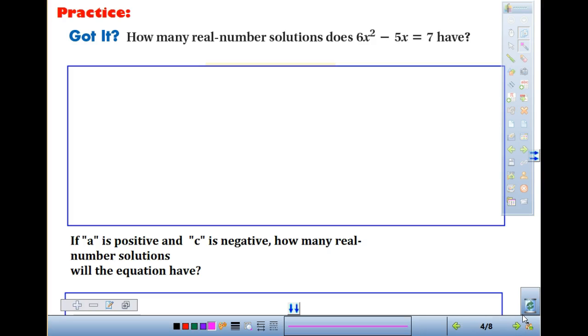So, as we look at this problem, what some people were forgetting to do, just a little bit, was getting it equal to 0 first. So it asks how many solutions, standard form. So if we are rewriting this, we're going to do this, please, in your notes. 6x squared minus 5x minus 7 equals 0. We now can identify our A, our B, and our C.